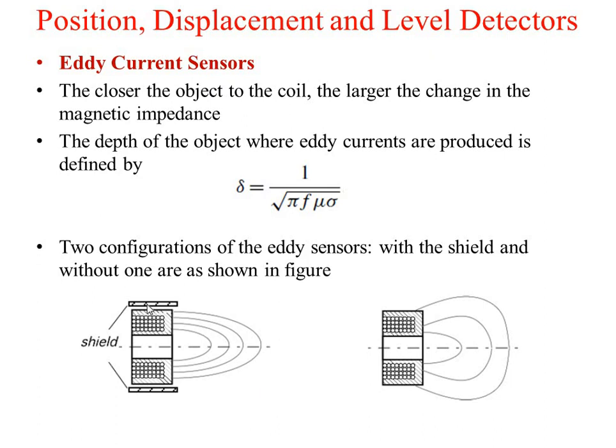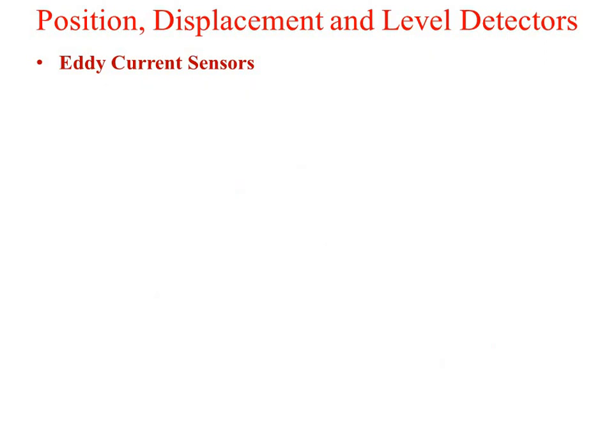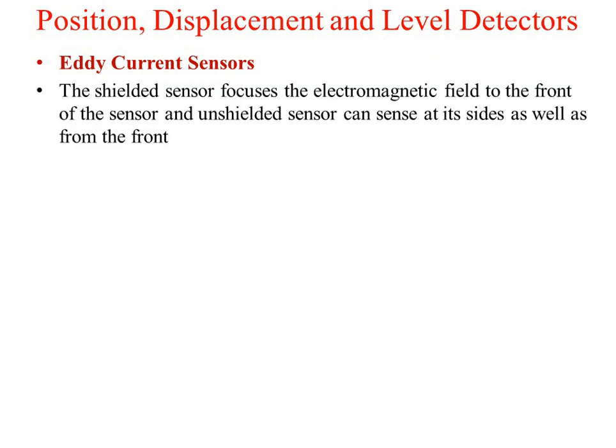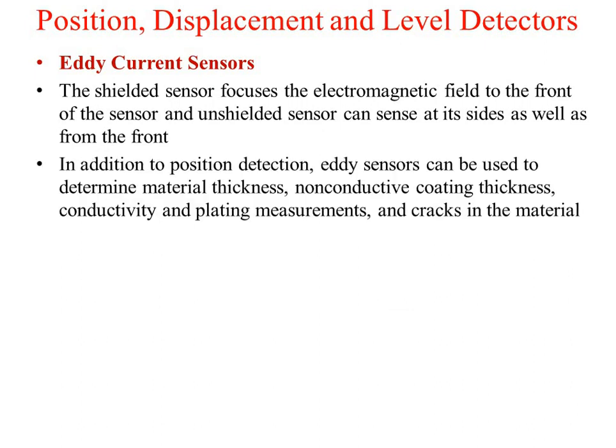Here you can see that this coil is shielded, so you will get a targeted type of magnetic flux. Here the flux is moving away from the coil, and here you can see that it is in alignment with the coil. So this is the difference. This is how the eddy current will be generated in the secondary coil. The shielded sensor focuses the magnetic field, whereas the unshielded one doesn't do it.